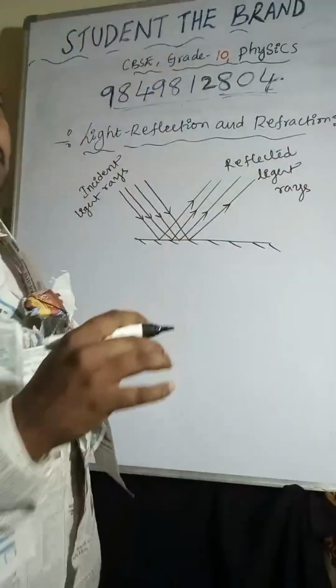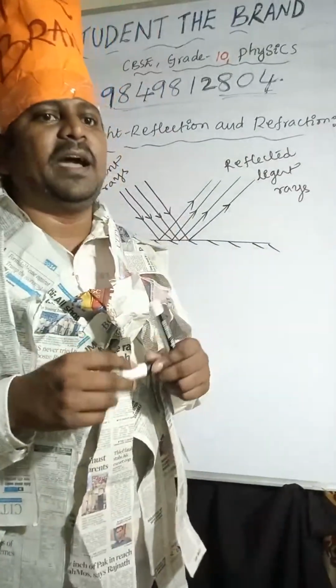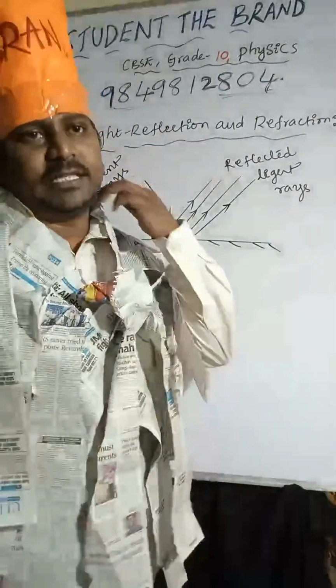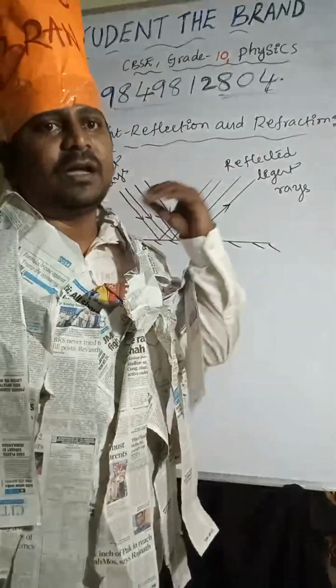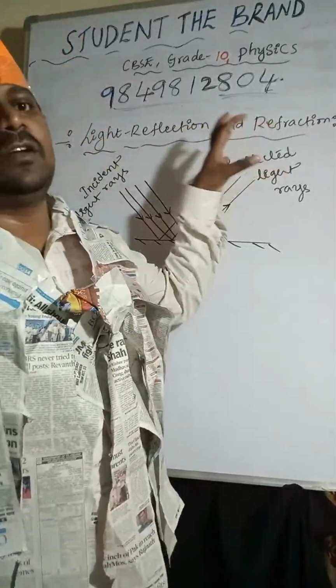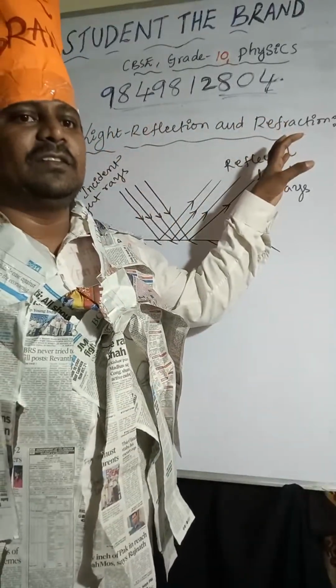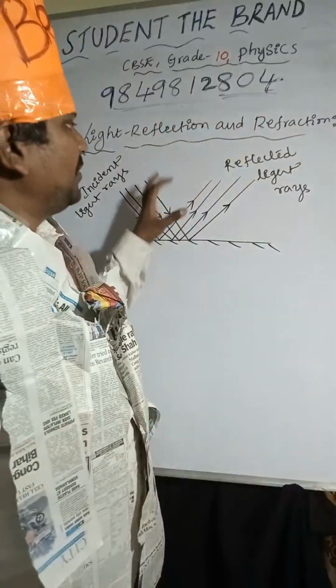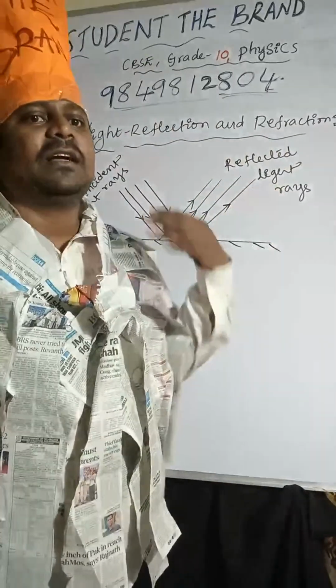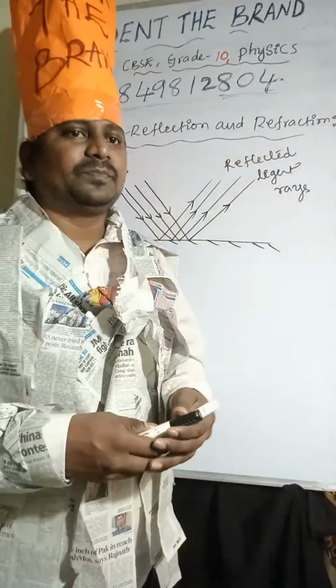Here you can observe incident light rays are parallel to each other. Then the reflected light rays are also parallel to each other. This type of reflection is called regular reflection. Coming to irregular reflection.